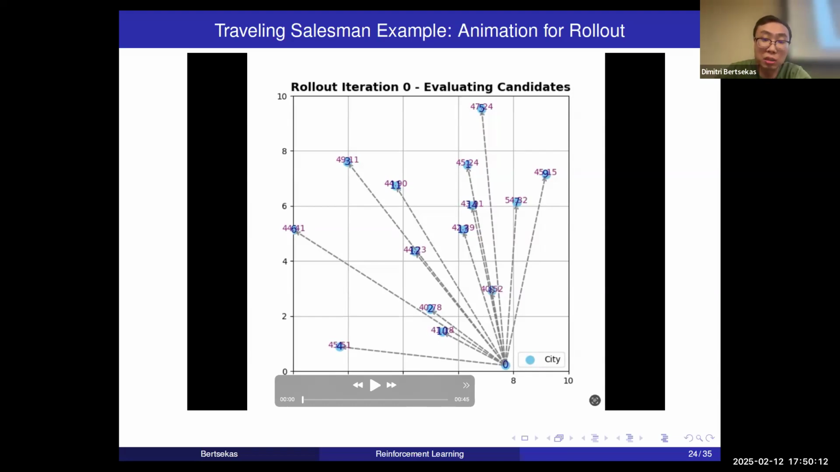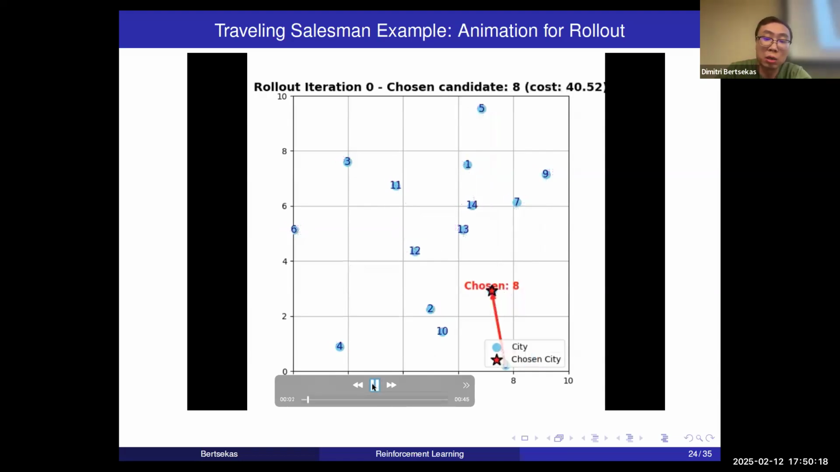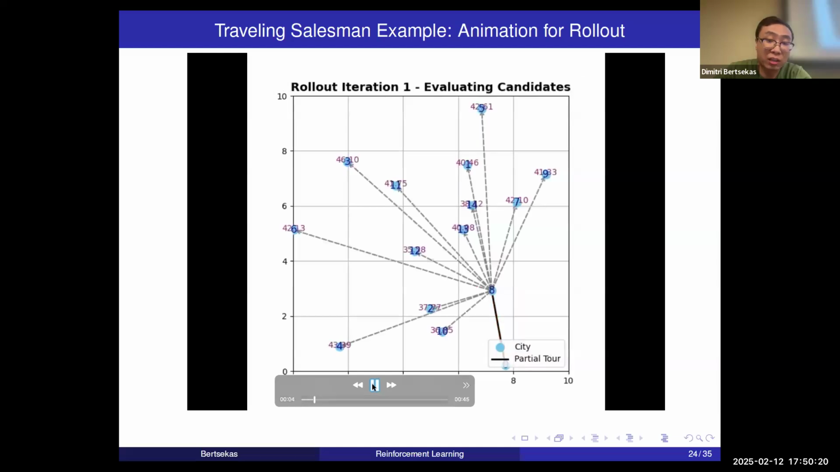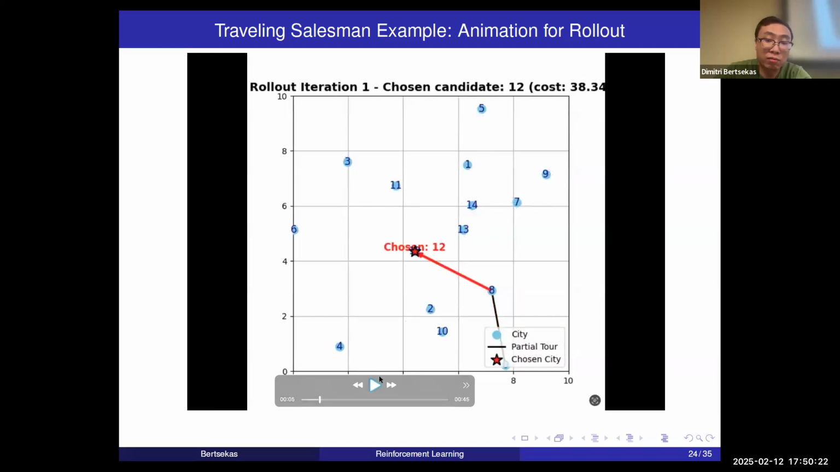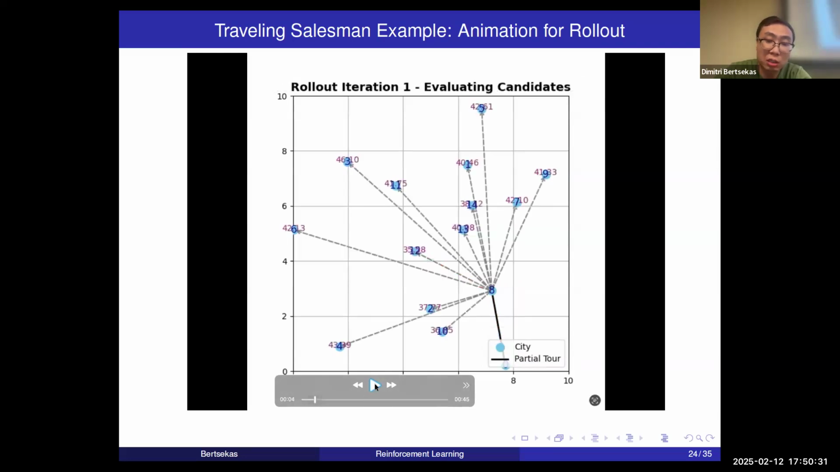So the numbers listed here are Q factors, not the immediate distance between those two cities. By using Q factors, it encodes a long vision into the future of what the potential is of visiting this city. And here is the interesting point.